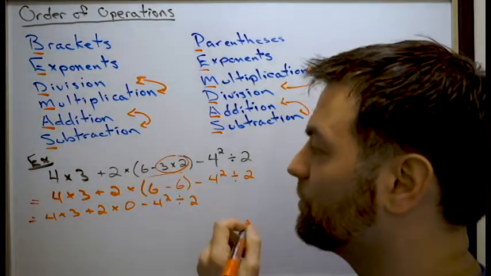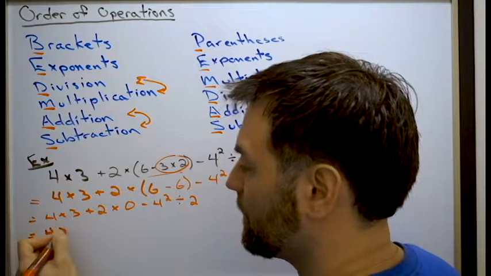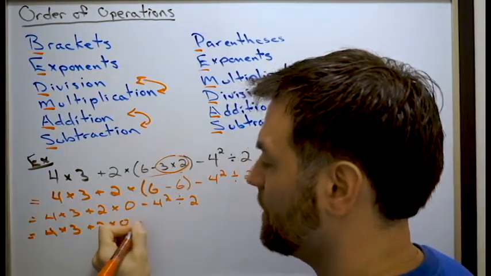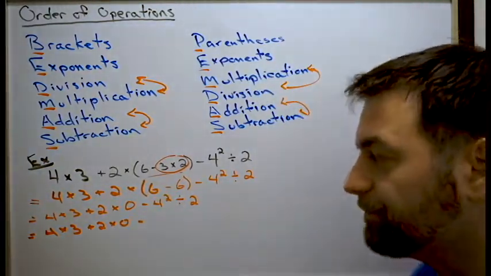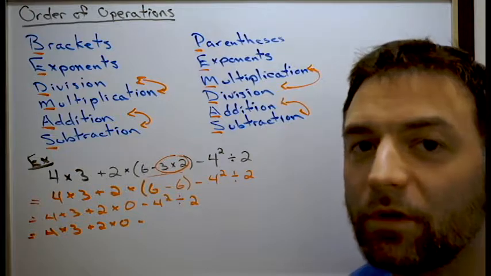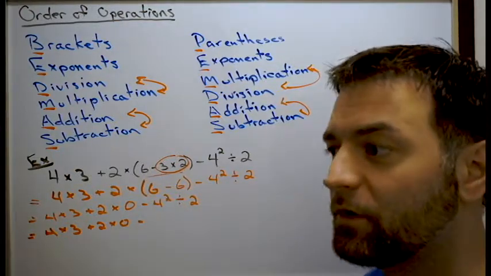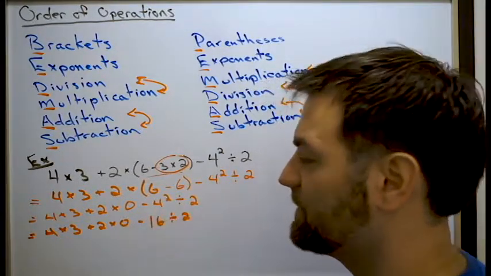So now we go through, no more brackets. We do have an exponent in there, so we have 4 times 3 plus 2 times 0 minus, now it's 4 squared. And 4 squared is 4 times 4, which is 16, divided by 2.